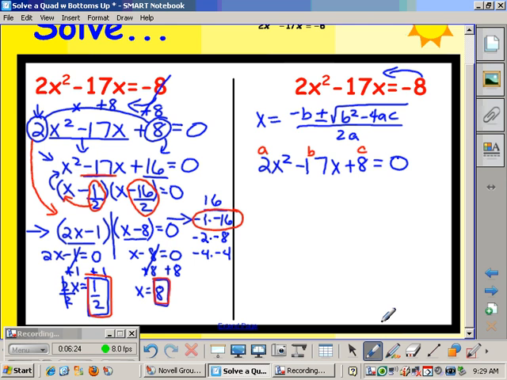Now we're going to go ahead and plug in the values into the quadratic formula. So to start with the numerator, it says negative b, so negative 17, because b is negative 17, plus or minus the square root of b squared, which would be negative 17 squared, minus 4 times a, which is 2, times c, which is 8, all over 2 times a.